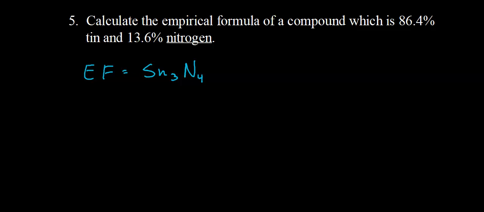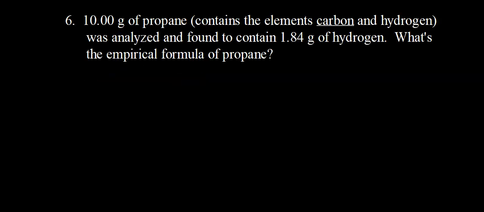All right, let's try a little different one. You have 10.00 grams of propane, which is a compound known to contain the elements carbon and hydrogen only. And it was analyzed and found to contain 1.84 grams of hydrogen. What is the empirical formula of propane? Well, we're given the mass of this whole compound, 10.00 grams. But we're only given the mass of one of the elements in the compound, 1.84 grams.